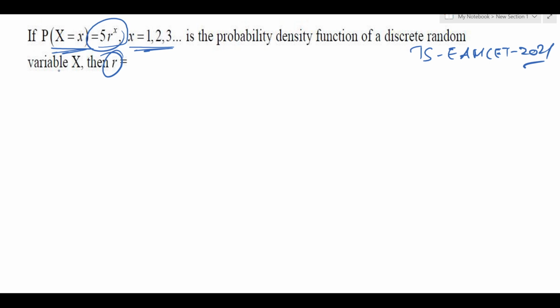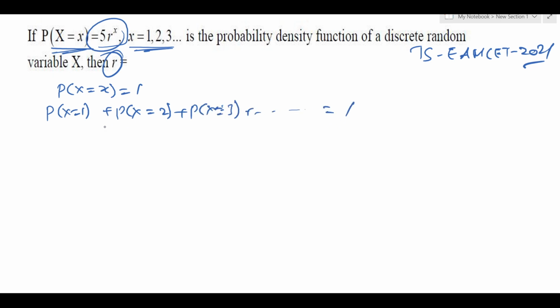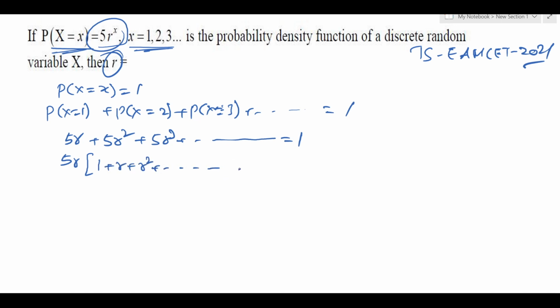Here, we know the total probability is 1, that is the sum of P of X equal to x is equal to 1. That is P of x is equal to 1 plus P of x is equal to 2 plus P of x is equal to 3 and so on, is equal to 1. For x is equal to 1, that is 5r, plus next one 5r square, plus 5r cube, and so on, is equal to 1. Take 5r common, this is 1 plus r square plus and so on, is equal to 1.